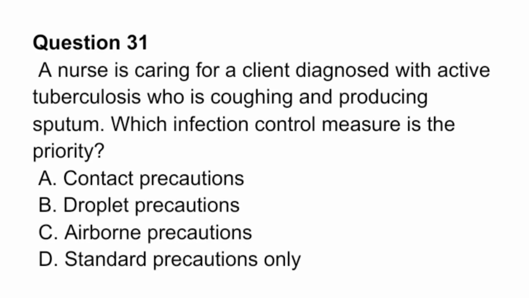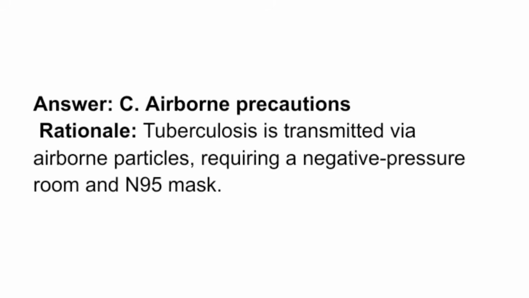Question 31. A nurse is caring for a client diagnosed with active tuberculosis who is coughing and producing sputum. Which infection control measure is the priority? A. Contact precautions. B. Droplet precautions. C. Airborne precautions. D. Standard precautions only. Answer: C. Airborne precautions. Rationale: tuberculosis is transmitted via airborne particles, requiring a negative pressure room and N95 mask.